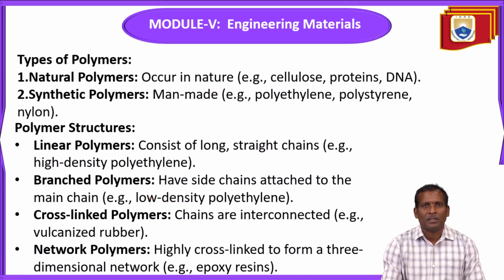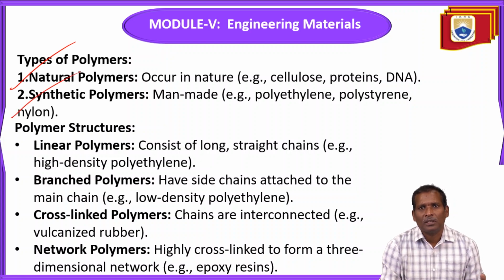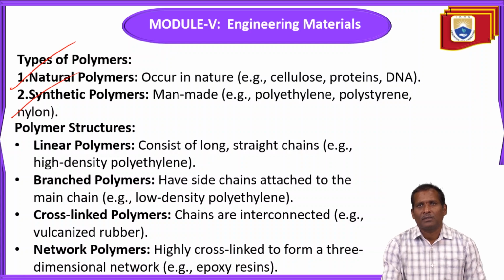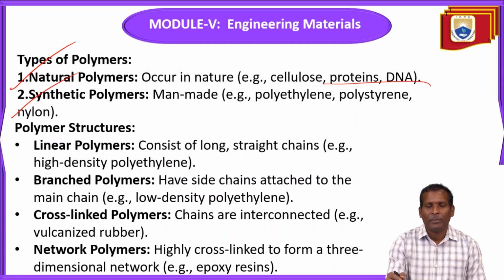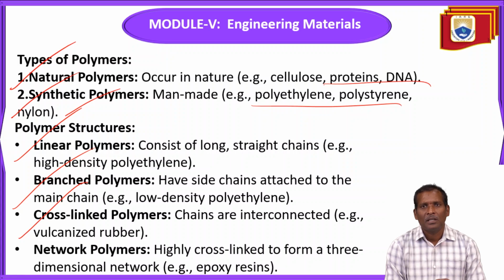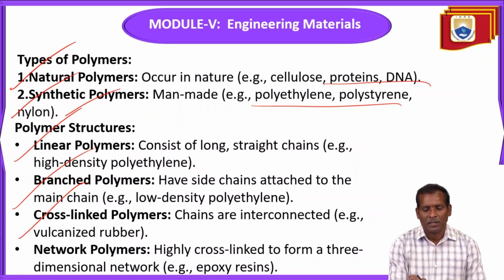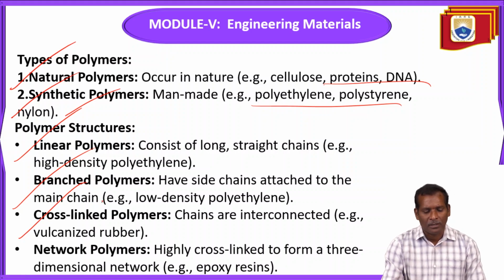Types of polymers are already given here: natural polymers and synthetic polymers. Natural polymers occur in nature, such as cellulose, proteins and DNA. Synthetic polymers are man-made, such as polyethylene and polystyrene. Polymer structures we have already discussed in the theory part: linear polymers, branched polymers, and cross-linked polymers. Those that consist of long straight chains are called linear polymers. In branched polymers, branches are attached to the main chain, such as low density polyethylene, and there are also network polymers.